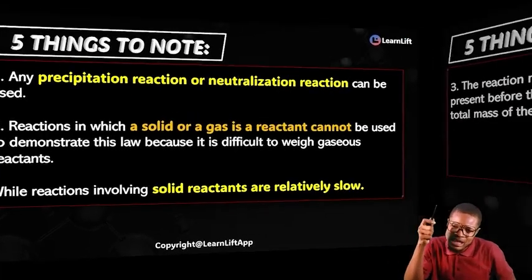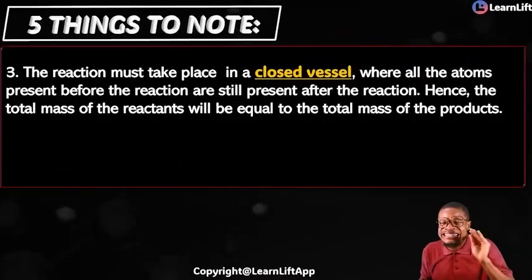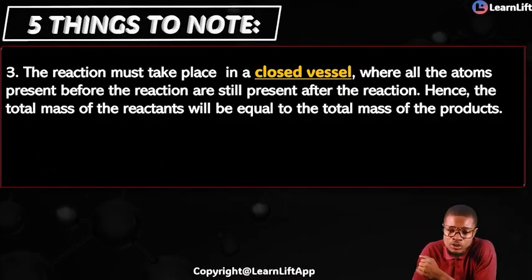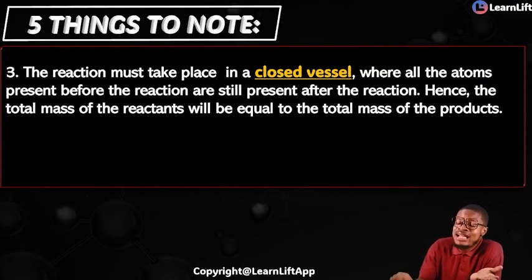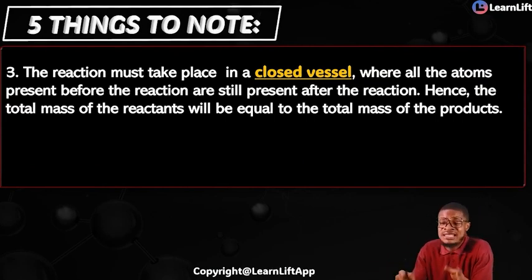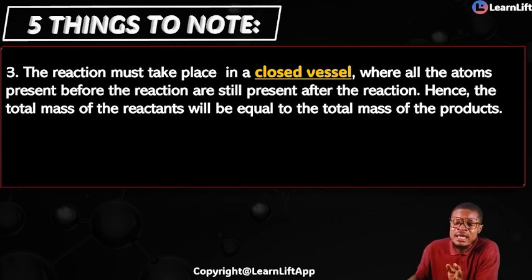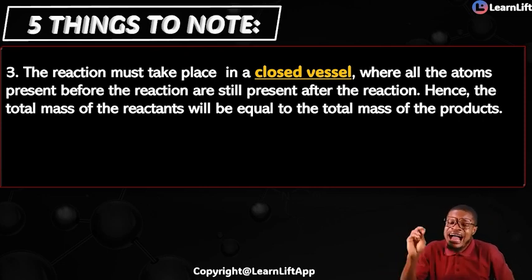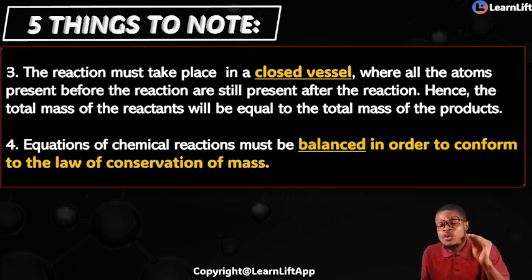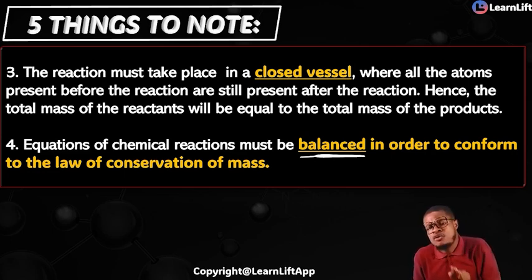And if you understand that, number 3, I gave you that the reaction must take place in a closed vessel, right? Where all the reactants present before the reaction are still present after the reaction, else they do not obey the law of conservation of what? Mass, or the law of conservation of what? Matter. And then number 4, I told you that the equation of the chemical reaction must be balanced in order to obey the law of conservation of what? Mass.